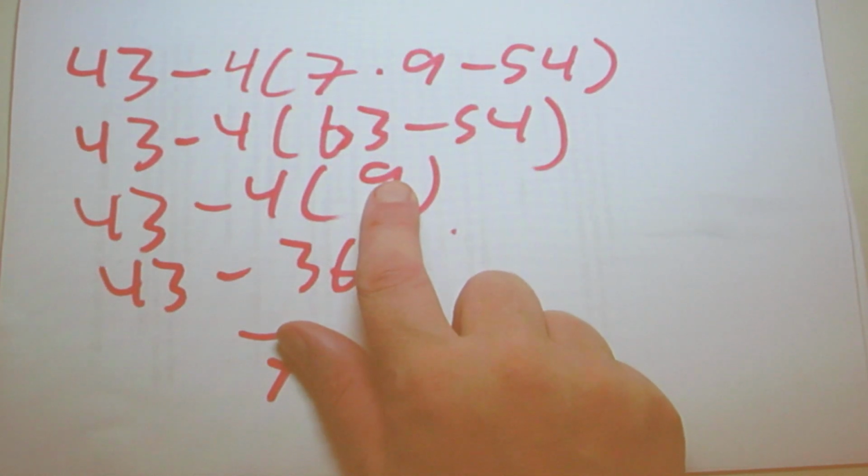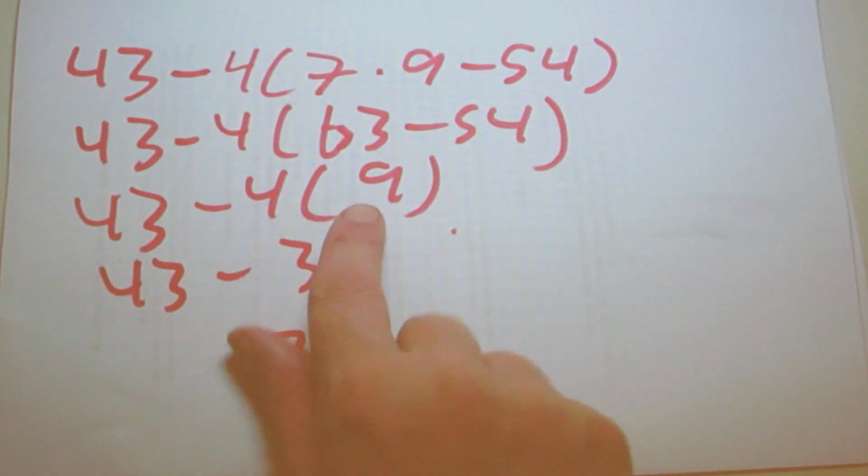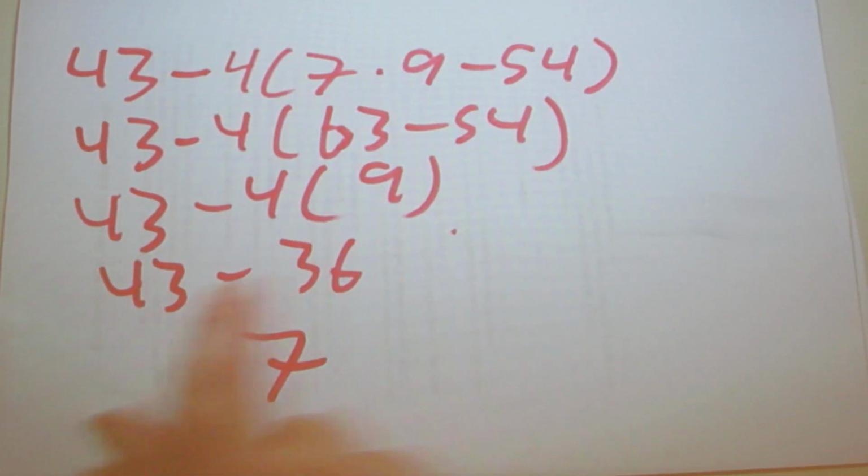Then we have to do the multiplication before we do the subtraction. So it's going to be 4 times 9 is 36. 43 minus 36 is 7.